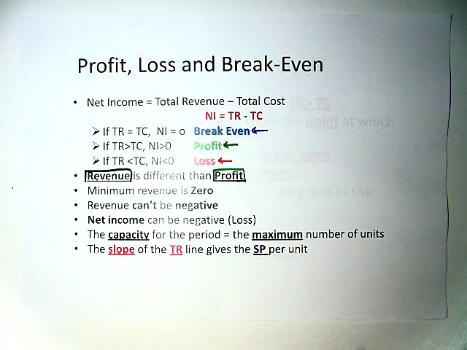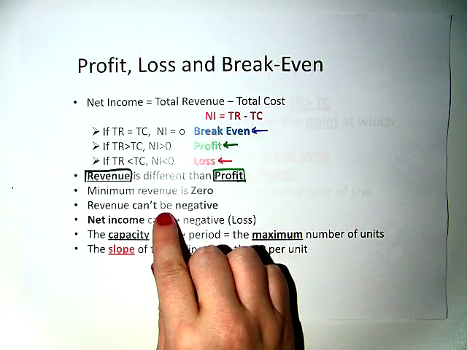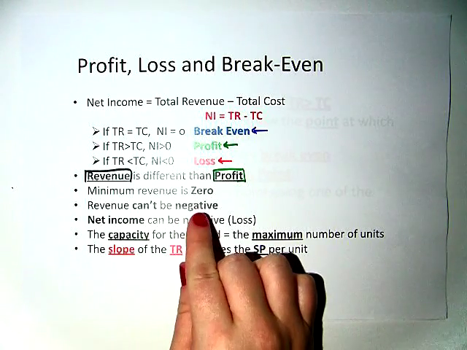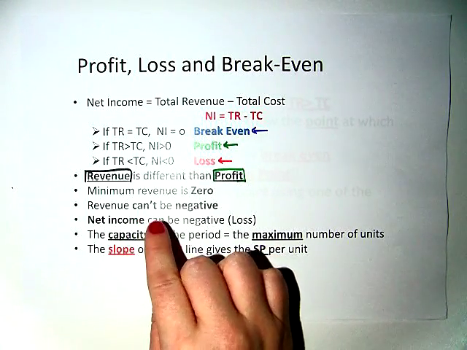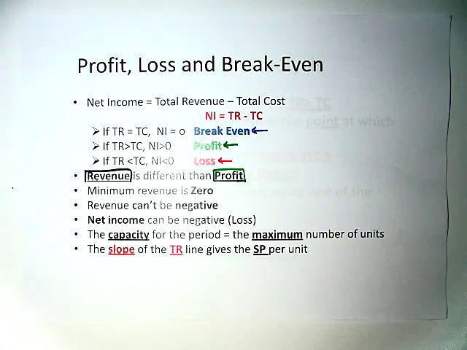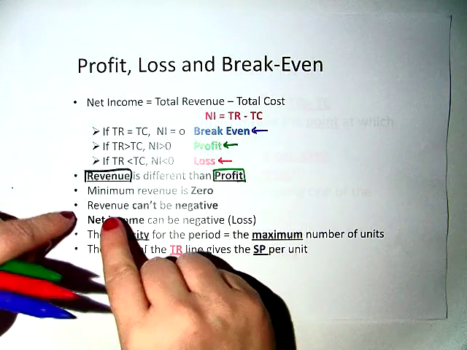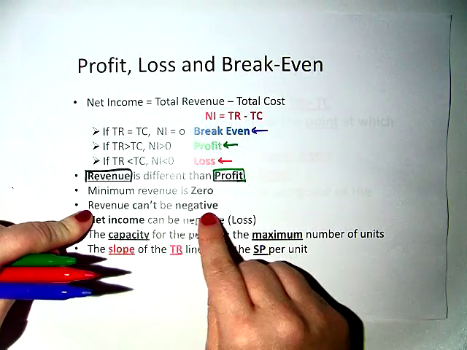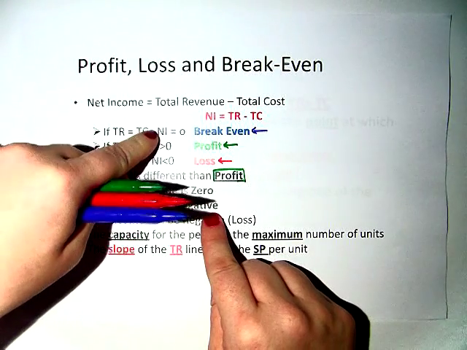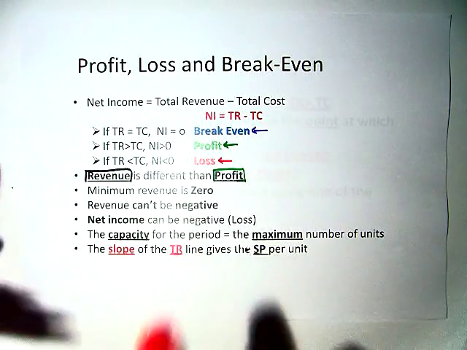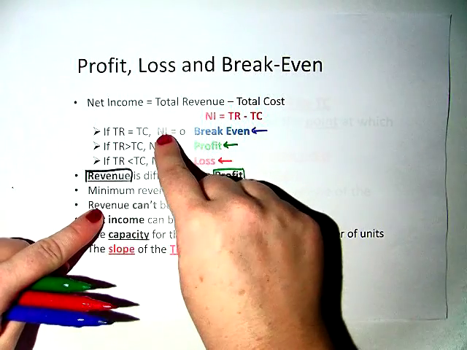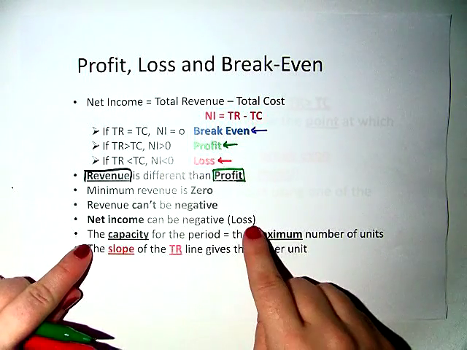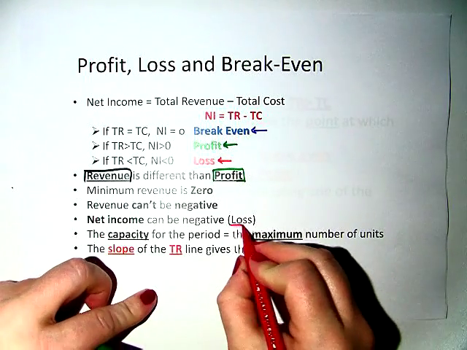The minimum revenue is zero, meaning you can open a shop, you can have a lot of items for sale, and nobody wants to buy. However, your revenue can never be negative. Now, this is very, very important. You can never lose money by opening a shop. Nobody's going to come in and you're going to give money away. So the revenue that you earn cannot be negative. However, your net income can be negative. So there's a big difference between revenue and net income. Net income can be negative, and that happens when you have a loss.